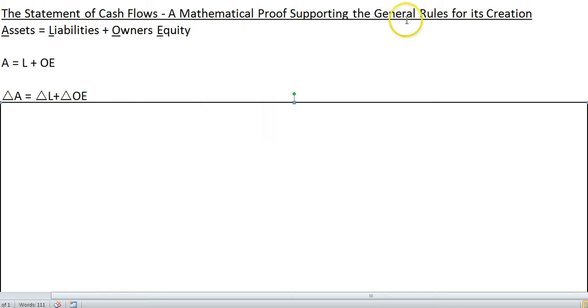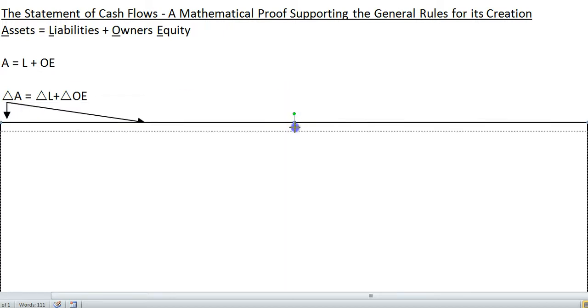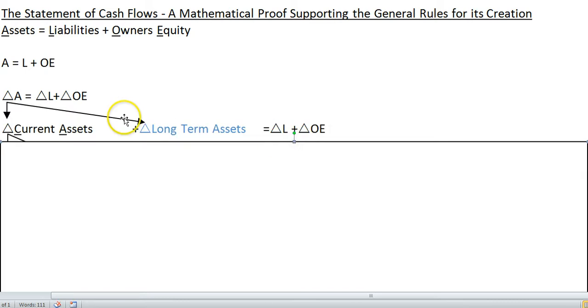Well, as we try to get towards understanding why there's certain rules for the creation of the statement of cash flows, let's break out the change in assets into two things. Those two things are your change in current assets and your change in long-term assets. In other words, total assets are broken out into those that are more liquid, those that will be converted to cash or at least save you from having to spend cash in the next year. Those are current assets. And your long-term assets.